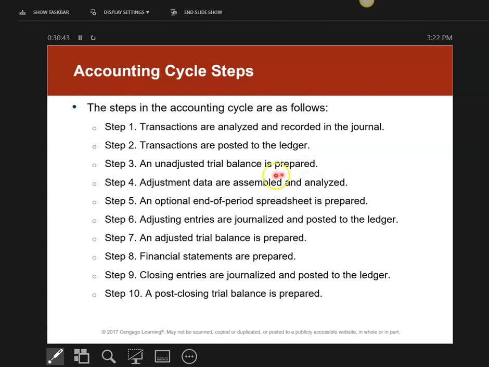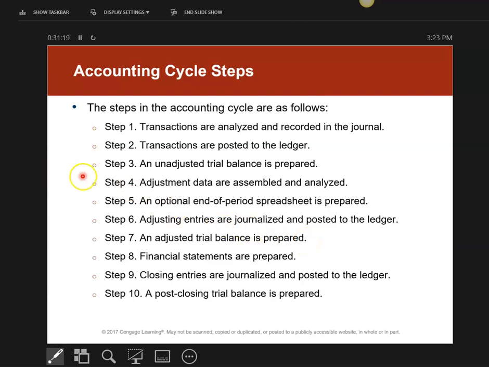Chapter 3 brings us to steps 4 through 7. First of all, step 4, we gather the adjustment data and analyze it. Step 5 is we prepare that 10-column spreadsheet. Now, you can mix up steps 5 and 6. It really doesn't make a difference whether you do the spreadsheet first or whether you actually journalize those adjusting entries and then you post them to the ledger. Once you put them in the ledger accounts, you now prepare an adjusted trial balance.